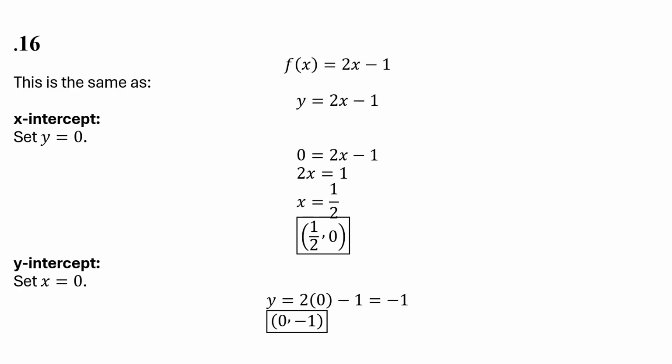For the x-intercept, set y equal to 0 and solve for x. We get x equals 1/2. For the y-intercept, set x equal to 0. We get y equals -1.